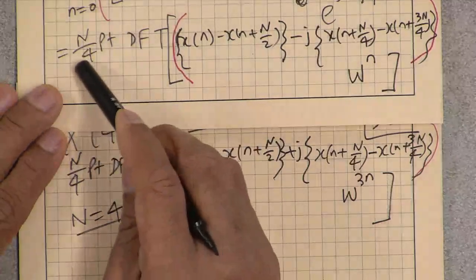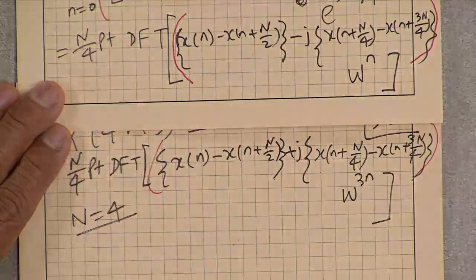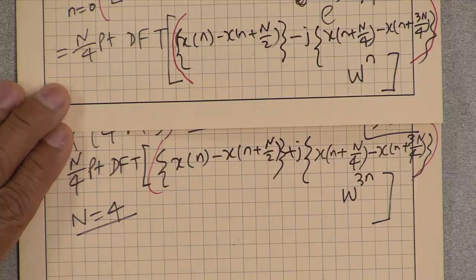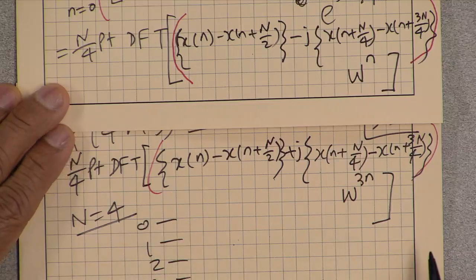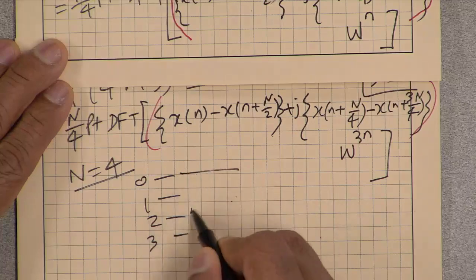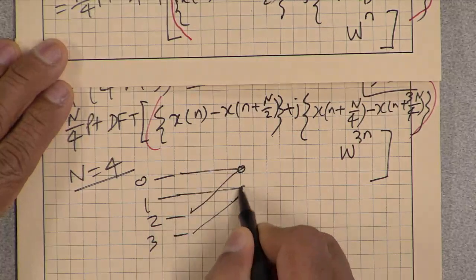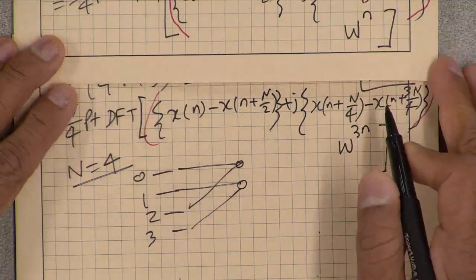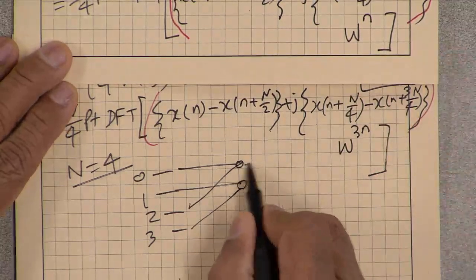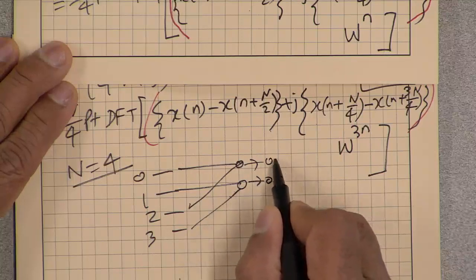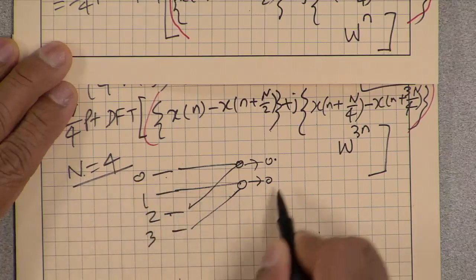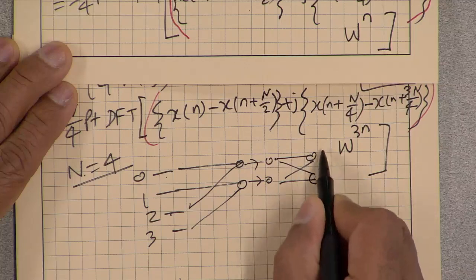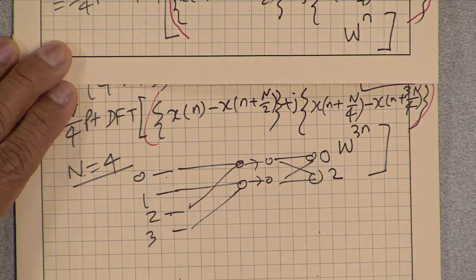N by 4 is what? 1. N by 4 point is a 1 point DFT. Well, a 1 point DFT is the same as itself. Okay, so if we start with 0, 1, 2, 3 time domain samples, then the even DFTs X2r are the 2 point DFTs of n plus n by 2. N by 2 is 2, so 0 plus 2, 1 plus 3, and that's one butterfly, that's X0, X2.